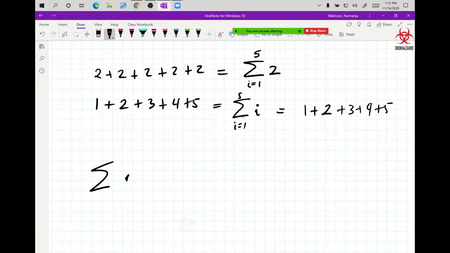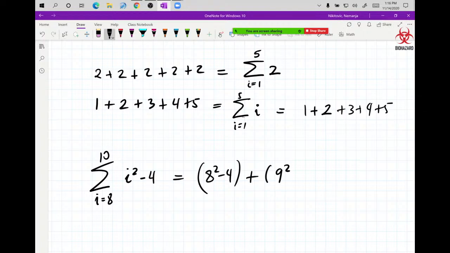So what is summation of i squared minus 4 when i goes from 8 to 10? Well, that's simple. We are starting at 8 squared minus 4. We are adding the 9 squared minus 4. And we are adding the 10 squared minus 4. So i is equal to 8, and that's where we start. We count every integer until we have to stop. The number you see on the top is the last number that you have to use. So you can see 8, 9, and 10 replacing that i.